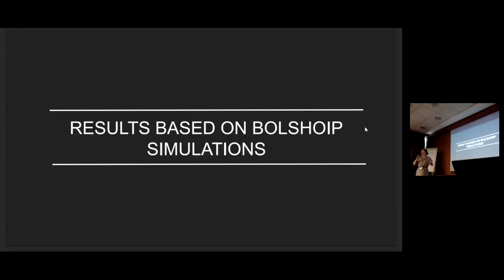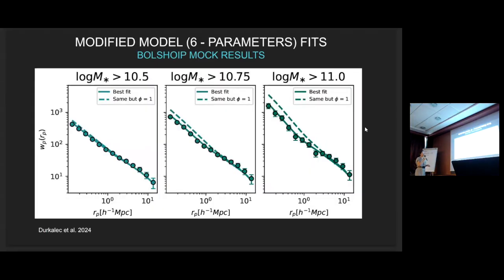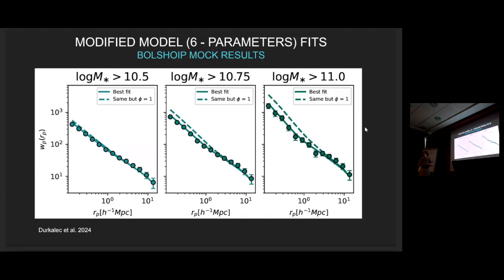Okay, so of course you have a new model, you want to test it. To test it, I used the Bolshoi simulations. So we populated the simulations with halos using Halotools, and then galaxies inside them. And the nice thing about the simulations is that you have all of the information. So if you do your blind fitting, then you can check if your fitting is retrieving the same results as you would get from the simulations.